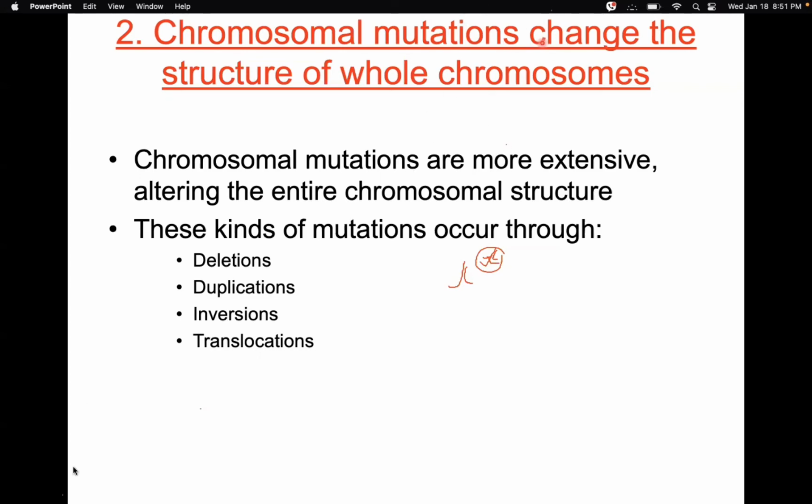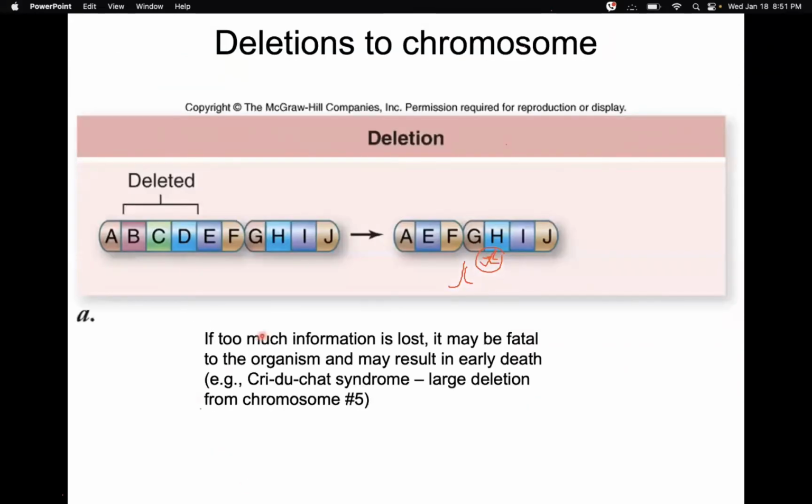Okay, so next. Ayan. So, meron na tayong nagaganap dito na deletion of a chromosome. So, number 1 is the deletion of your chromosome. For example, ito yung chromosome mo. Diba? Ganun yung shape niya. If too much information is lost, it may be fatal to the organism and may result in early death. Example dyan si Cri-du-Chat syndrome. It is a large deletion from chromosome number 5. So, mamaya meron tayong separate slide for that discussion.